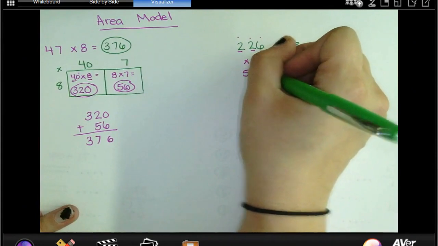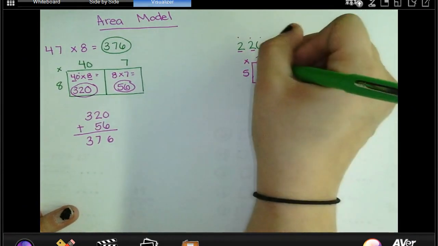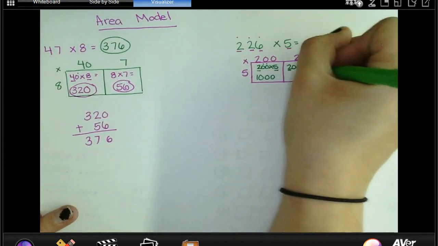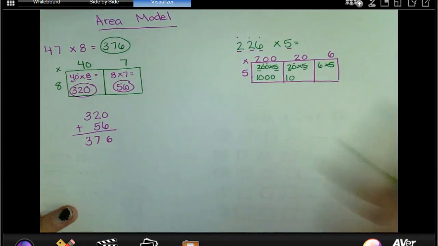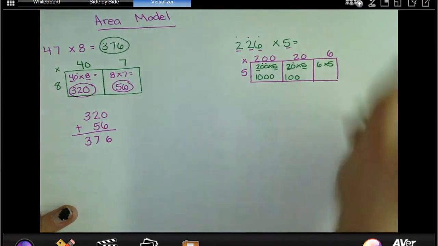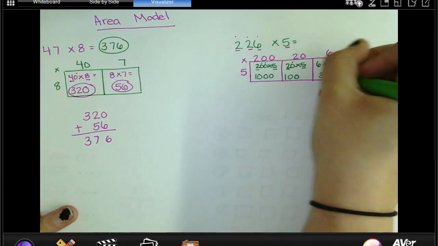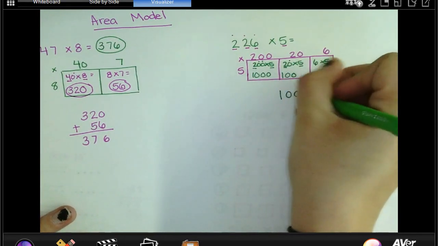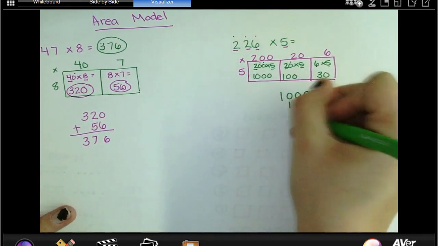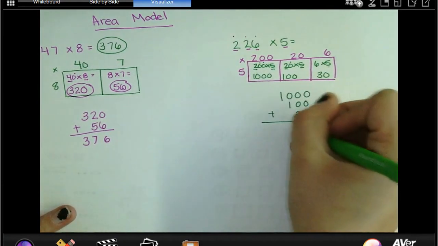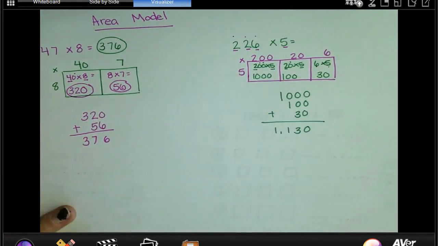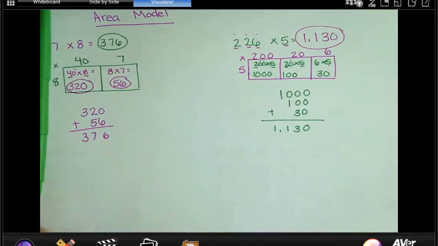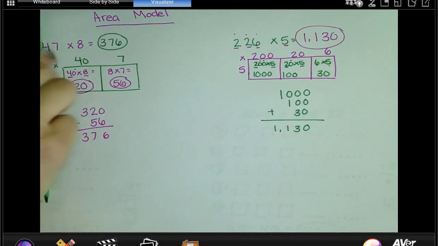So again, starting by ignoring those zeros, 5 times 2 is 10. 1, 2 zeros that we skipped, 2 zeros go back. 2 times 5 is 10. 1 zero that I skipped, 1 zero goes back. 6 times 5 is 30. No zeros skipped, so no zeros to add. Line that up. Add. And they should come up with 1,130. These are the first two methods we've learned as we're working on multiplying numbers.